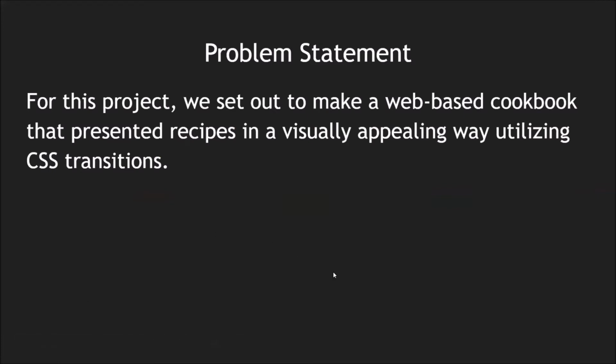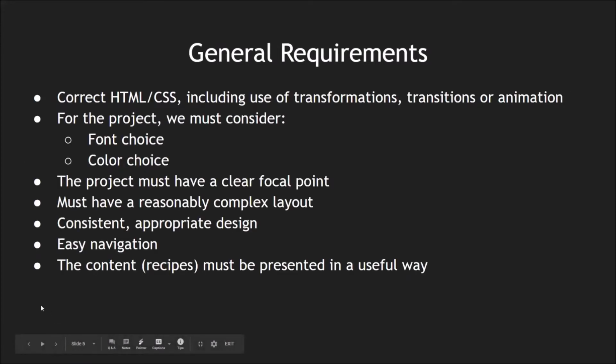All right, so let's talk about the problem statement. For this project, we wanted to make a web-based cookbook that presented recipes in a visually appealing way, utilizing CSS transitions. The general requirements for this project came from our prompt: correct HTML, CSS, just things that we were emphasizing throughout the semester so far, with specific emphasis on transformations, transitions, and animation.